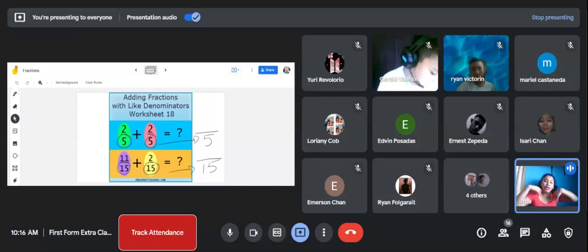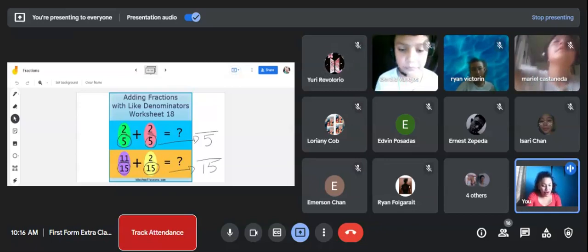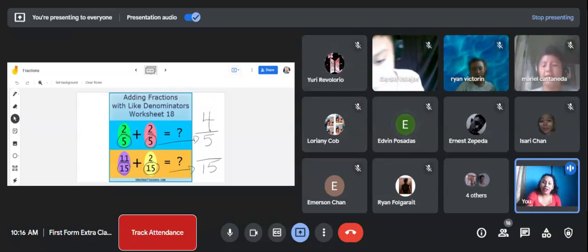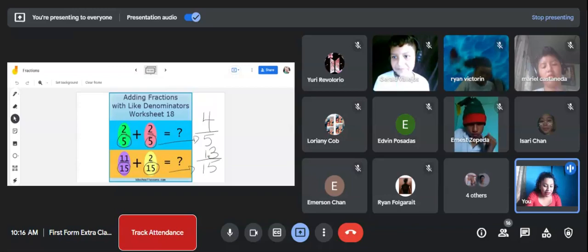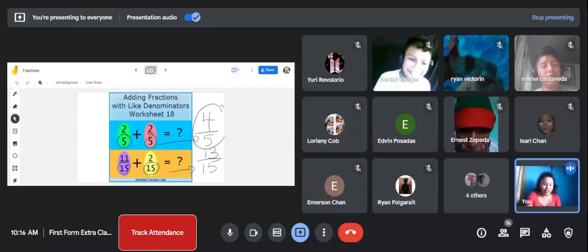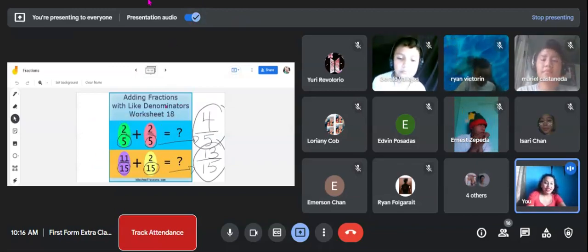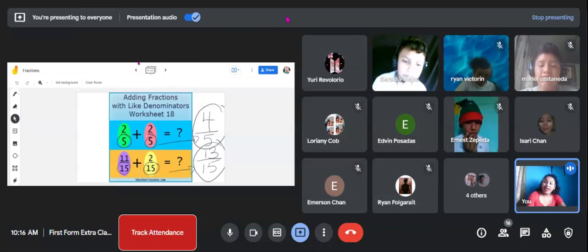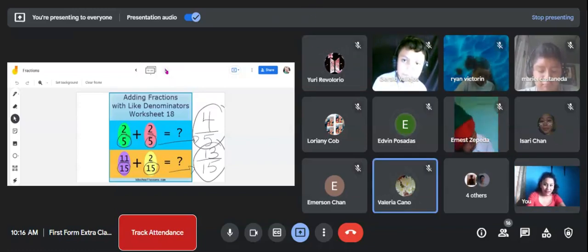Now, when it comes to the adding, I'm just going to do regular adding. What is 2 plus 2? 4. Very good. What is 11 plus 2? 13. Very good. And then my answer is going to be 4/5, and my answer is going to be 13 over 15. And I've solved the question. Everybody got that? Everybody understood that? Yes, it's clear.